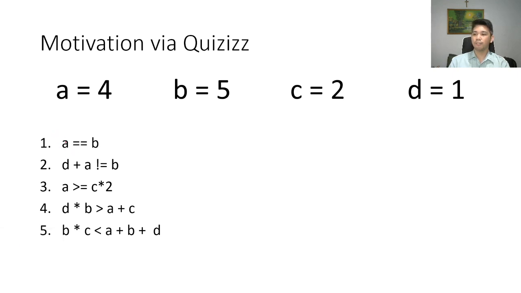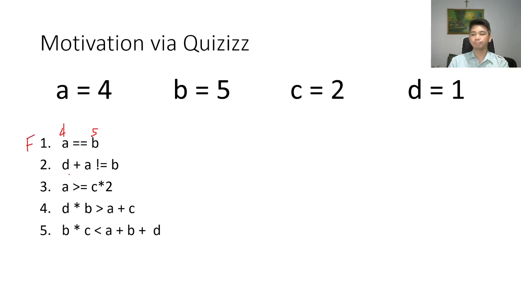We will check if A is equal to B. What is the value of A? That's 4. The value of B is 5. So the question we are asking here is if 4 is equal to 5. Now we know that 4 is not equal to 5, therefore our answer for number 1 is false.